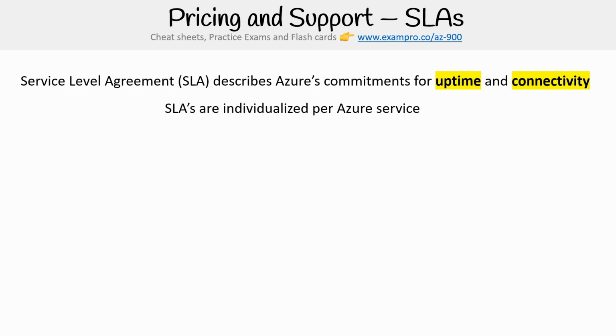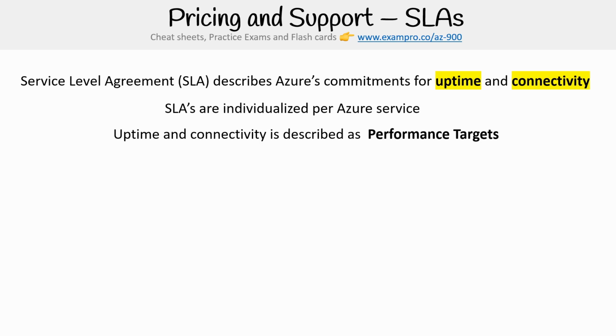For Azure, SLAs are individualized per Azure service, so they don't have broad SLAs. You're going to have to investigate each service to figure out what the commitment of Azure is for that service. And the way we describe these SLAs in terms of uptime and connectivity is through performance targets. Now, a performance target is just a representation in the form of a percentage.